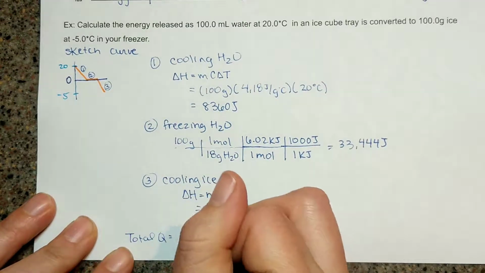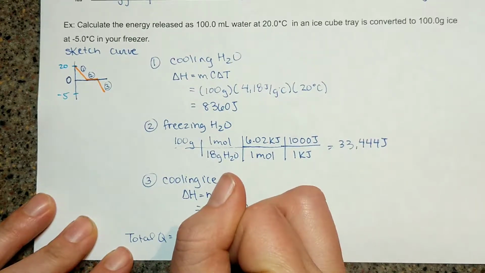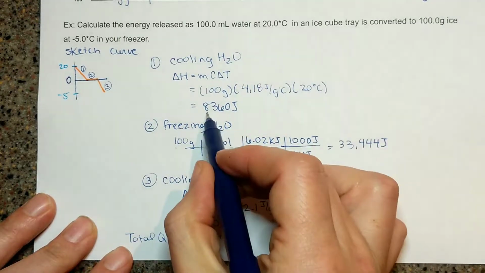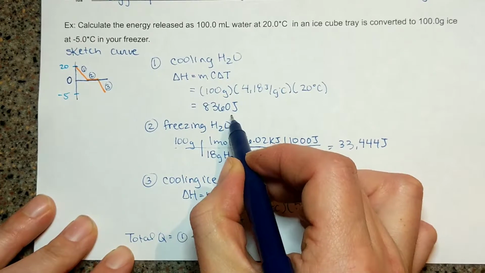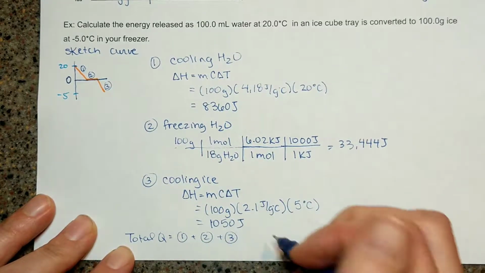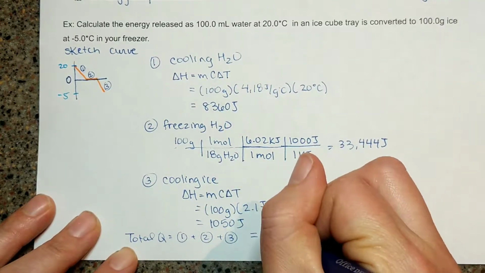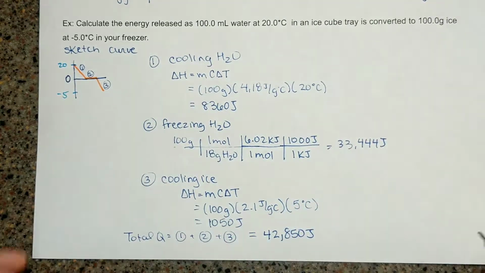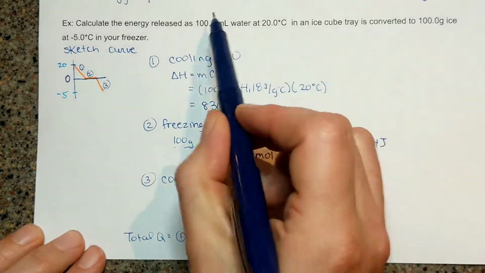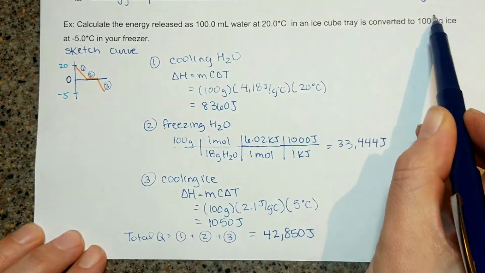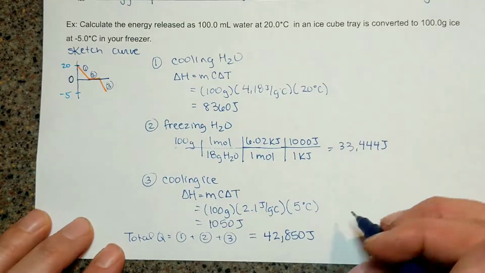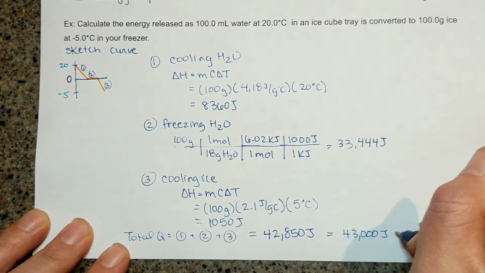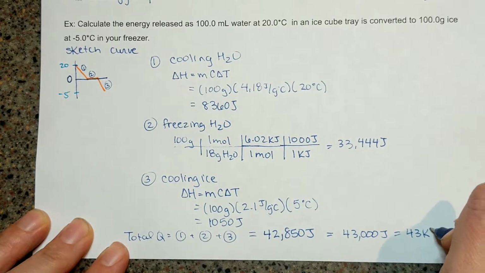And then my total energy is going to be my energy from 1 plus 2 plus 3. So when I add these all together, I get a total amount of heat energy of 40,850 joules. Looking back at the numbers given to me, 4 sig figs, 3 sig figs, 3 sig figs, 2 sig figs. I'm going to round this to 2 sig figs. So 43,000 joules or 43 kilojoules.